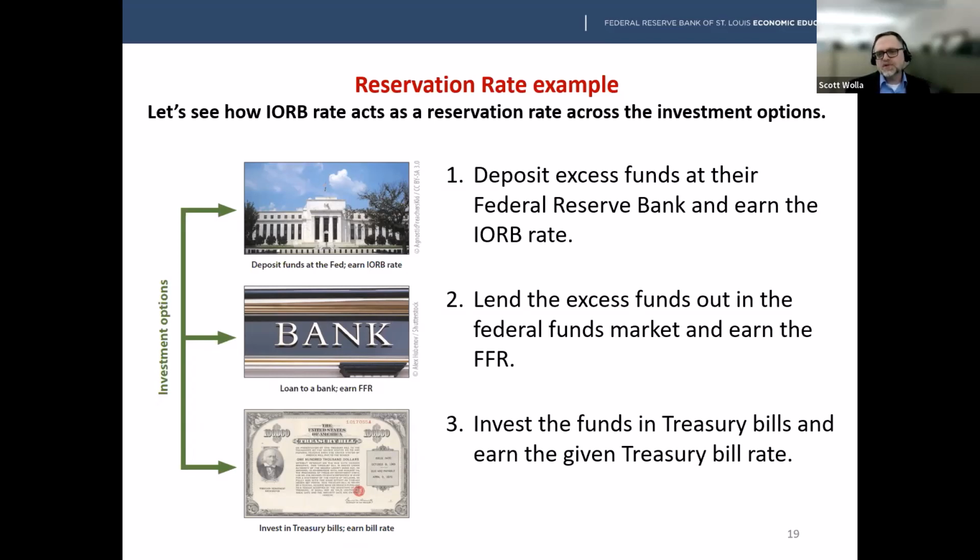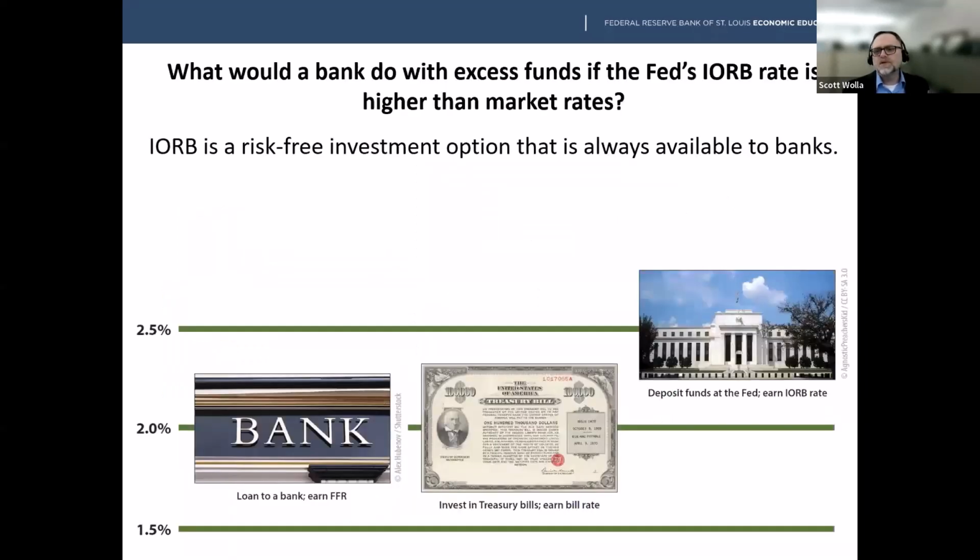And let's assume that interest on reserve balances is offered at a higher rate, in this case, 2.5%, than the other two alternatives. Remember that banks seek the highest return, holding risk constant, on their money. And remember that interest on reserve balances is a risk-free option that's always available. So in this case, if you're the bank, it seems like a really easy decision.